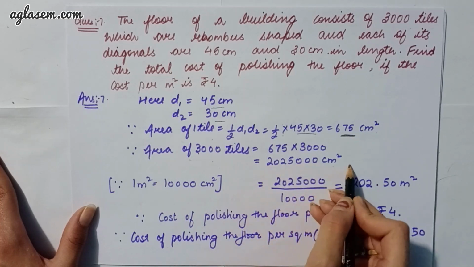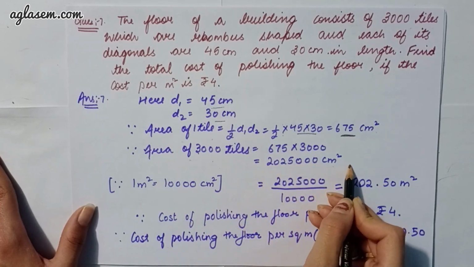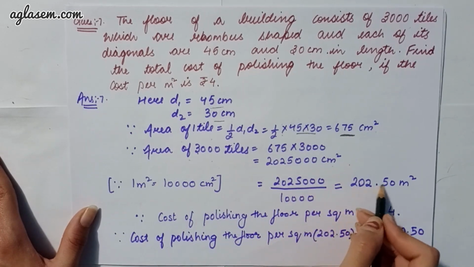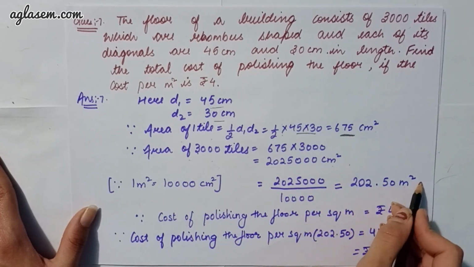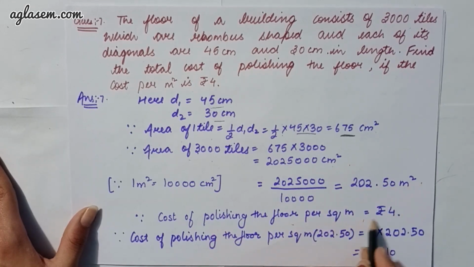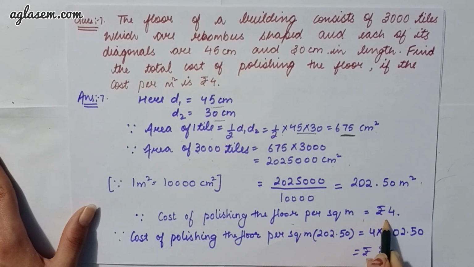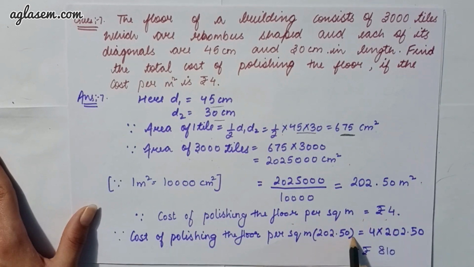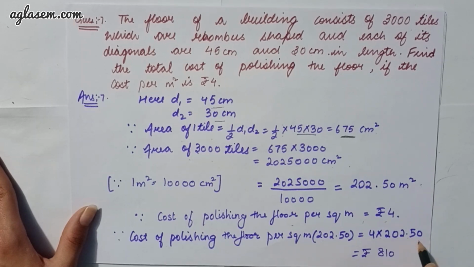2025000 cm square. Now we have to convert the centimeter square into meter square. So we will get 202.50 meter square. The cost of polishing the floor per square meter will be rupees 4, so the cost of polishing 202.50 square meters will be 4 into 202.50, which will give you 810.